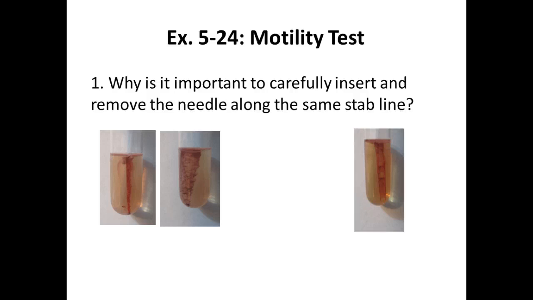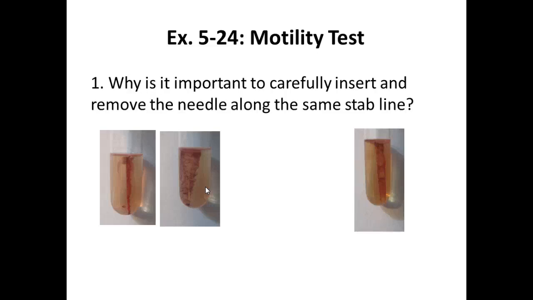So for the motility test, why is it important to insert and remove the needle along the same stab line? Here are some pictures of why. These are bad stabs, and some of you may have some not so great stabs. Again, it just comes from practice of the technique. When you turn this particular tube this way, you see how it's pretty flat, but then you turn it 90 degrees and you see how it's kind of spread out. What happened here is the person went in and then came back out at an angle, so they spread the organism as they were inoculating it.